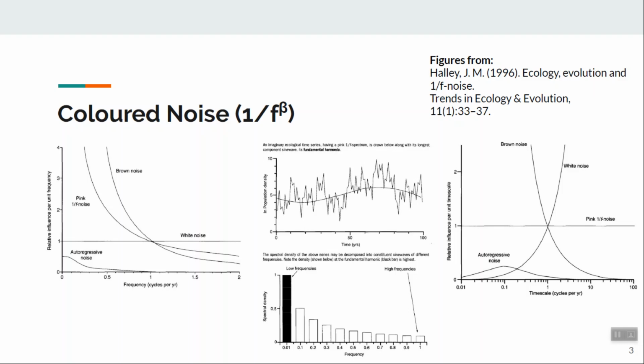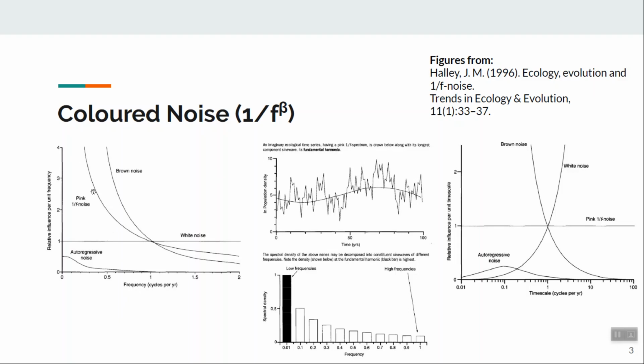So when beta equals 0, this equates to white noise. All frequencies have equal influence on the time series. White noise is also described as Gaussian random noise. You can see on the left-hand figure here that the white noise has the same relative influence per unit frequency for all frequencies.